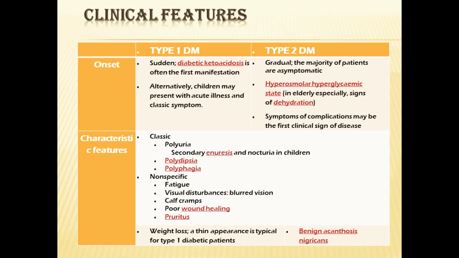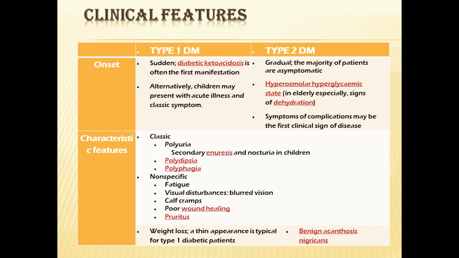In the case of type 2 diabetes mellitus, there is a gradual onset. The majority of patients are asymptomatic. Hyperosmolar hyperglycemic state in the elderly, especially the signs of dehydration, are the first signs to be noted. Symptoms of complications may be the first clinical sign of the disease.